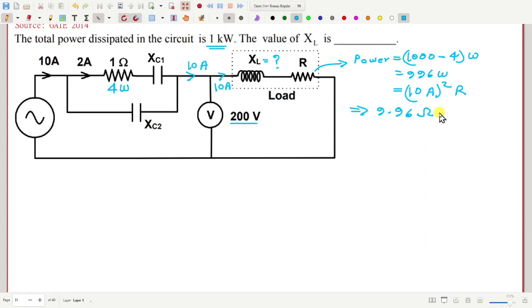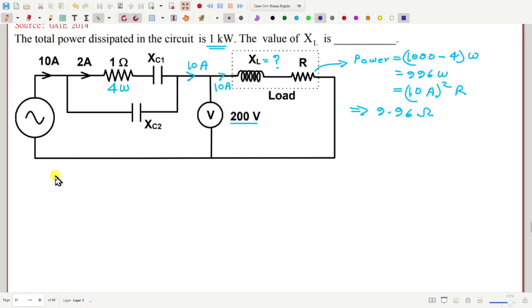Then now how can we finish? We have to find XL. Okay. Total power across this XL and R is the same as 996 watt, because the inductor will not consume any power. So we have to use the potential difference, right. Potential difference is given. Yes, absolutely right. So that's what we have to use.